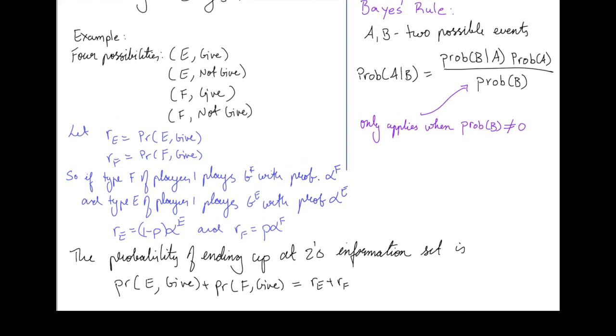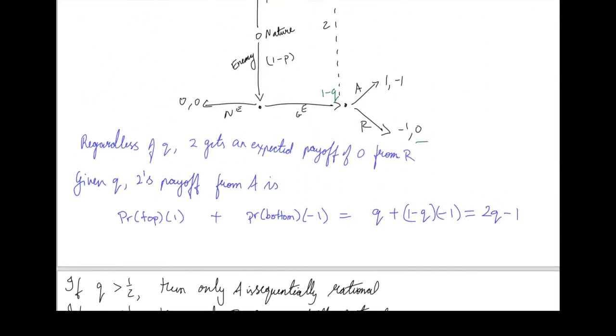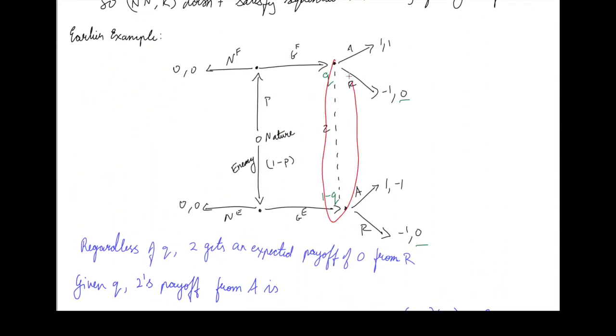And just so that's clear, let's go back to our picture here. To end up at this information set, either we can go that way or we can go that way. So either nature picks enemy and enemy type picks give, or nature picks friend and friend type picks give. Those are the two ways that we can end up at this information set. So the probability that we end up here is the probability that either one of these two things happens.